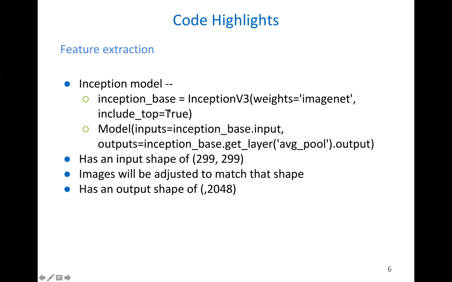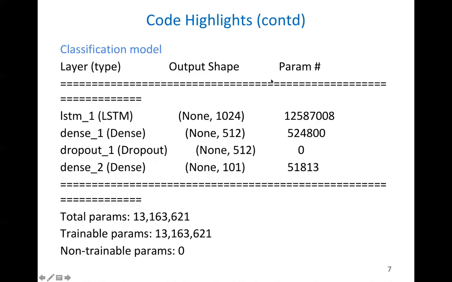Here's the Inception model where we just take the top portion, or rather the bottom portion of it, which will get us the features. It has an input shape of 299 by 299, which is what we will size our input images as well, and has an output shape of 2048.